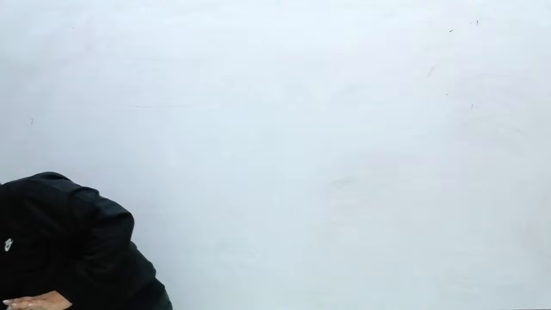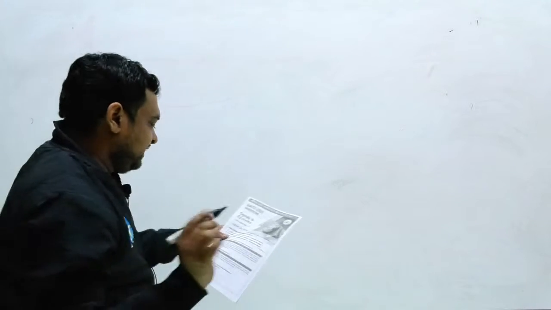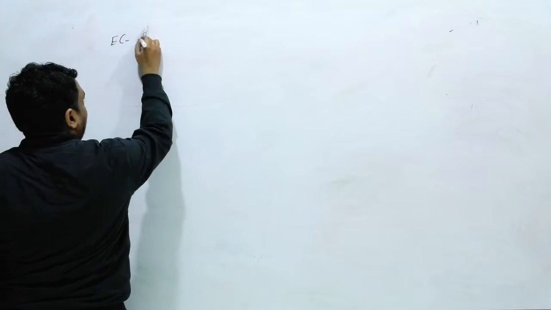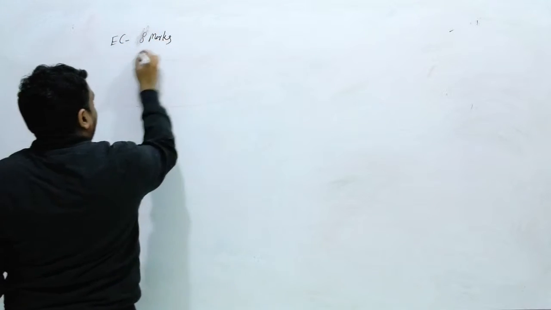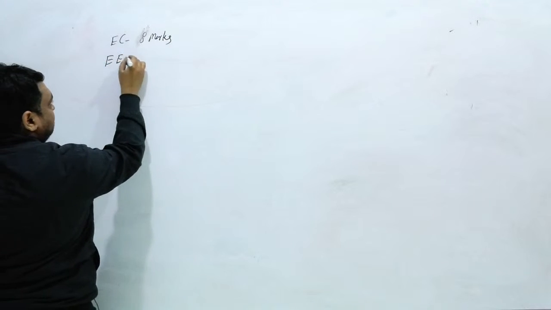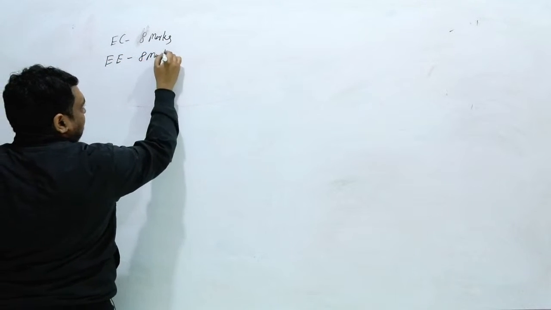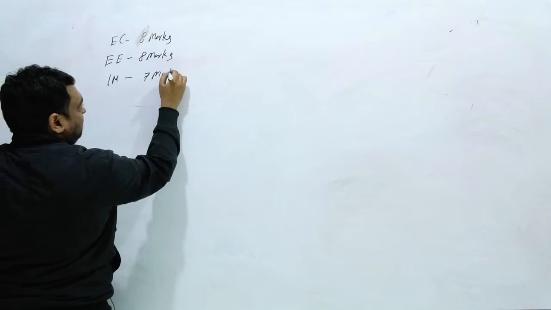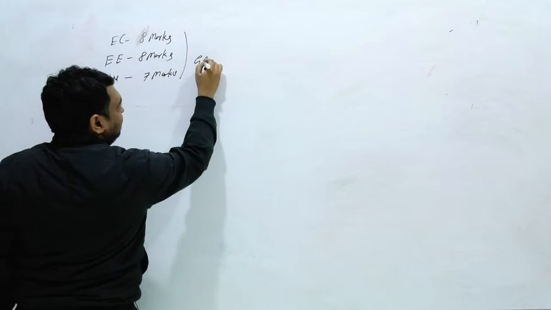Two questions have been asked from sampling. One more thing I want to tell you here. If you ask me, sir, how many marks have been asked in GATE 2020? In the electronics branch, 8 marks. In the electrical branch, 8 marks. And in the IN branch, 7 marks. In GATE 2020.